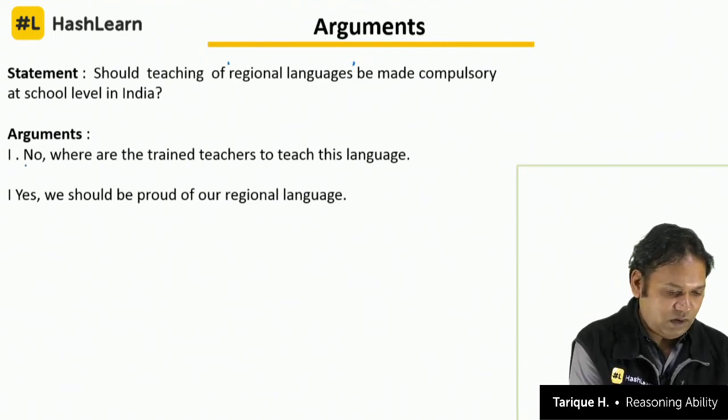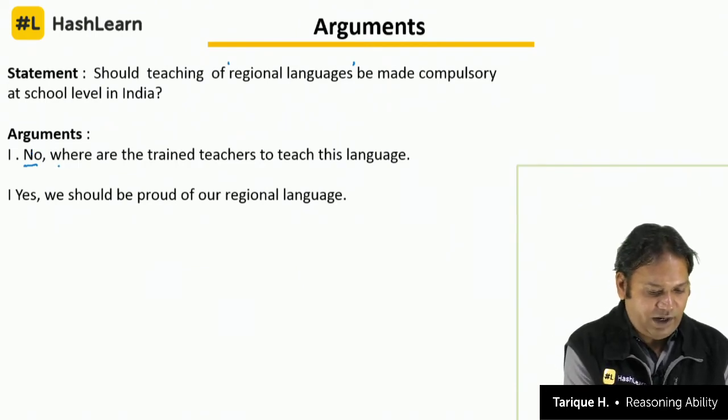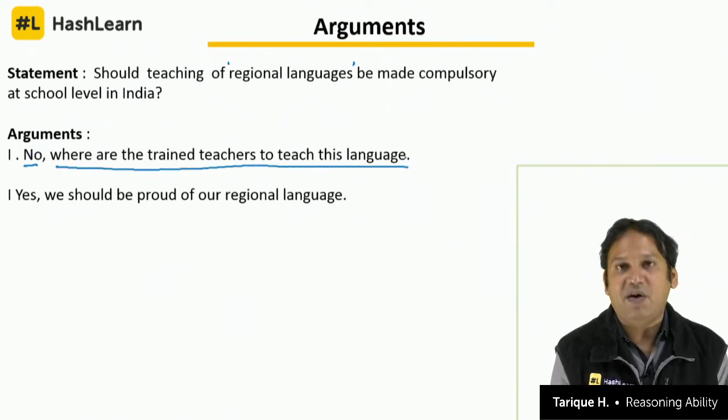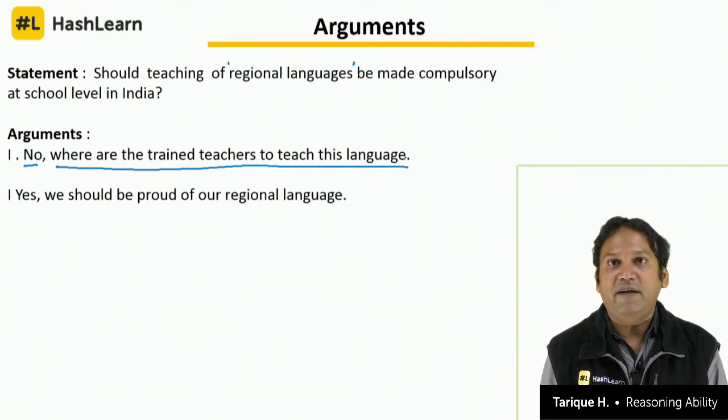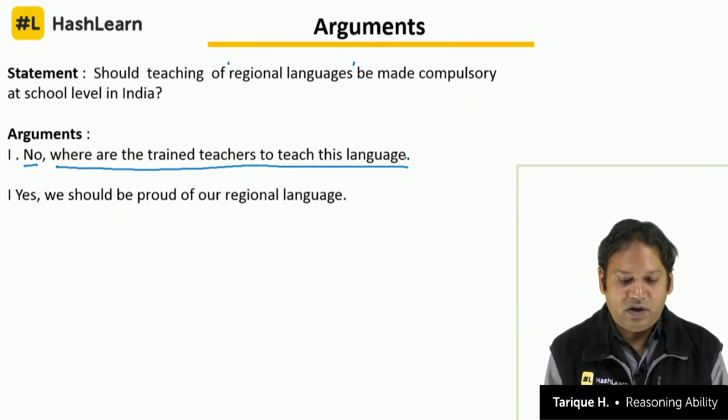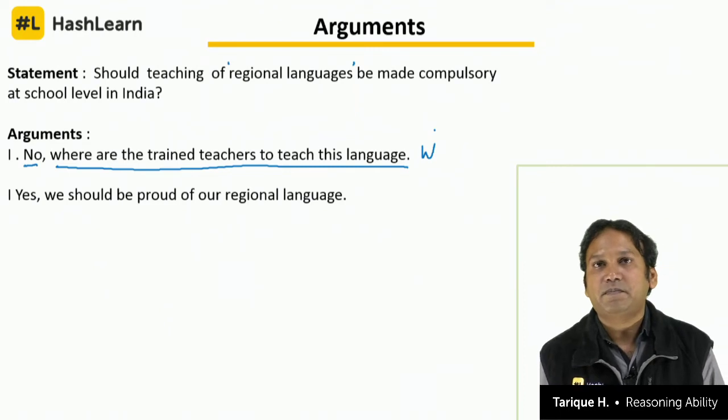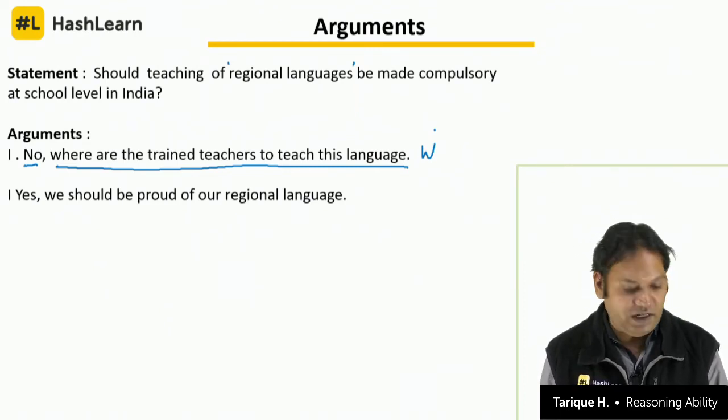Argument one is not supporting it: where are the trained teachers to teach this language? Now this is not a sound reasoning. Where are the trained teachers? If trained teachers are not there, why can't we recruit them? We can recruit them and we can run the course on regional language. This is not a strong argument, it's a weak argument. Clear? Not a sound justification.